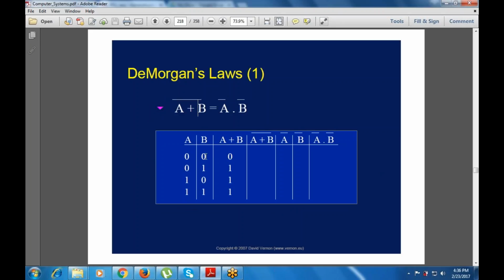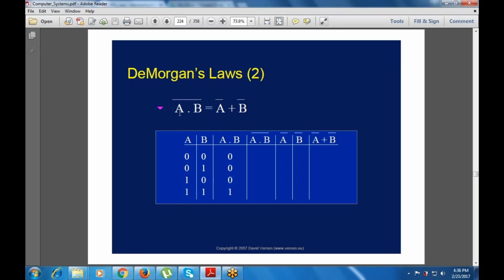This is the same. Now, this is how it works. This is A plus B, as you know. Now, I have to find out the complement of this one. Complement means this becomes 1, 0, 0, 0. Now, we have to find out the A complement. This is the complement of A, 1, 1, 0, 0. Now, the B complement, 1, 0, 1, 0. Now, the multiplication of these two: 1, 1 becomes 1, then 0, then 0, then 0. This is 1, 0, 0, 0. That is similar to this one. This is one of De Morgan's laws.